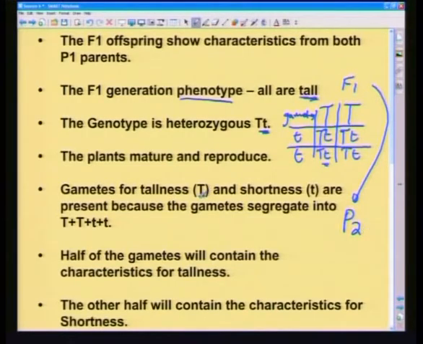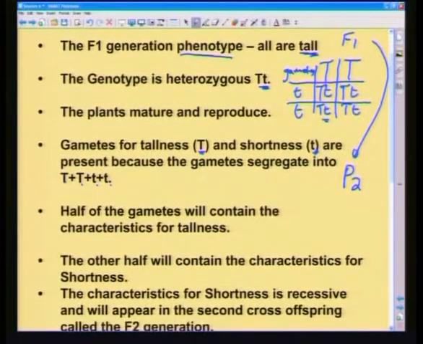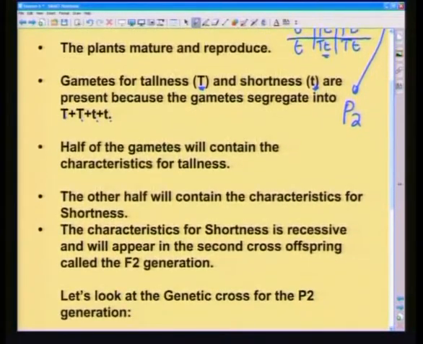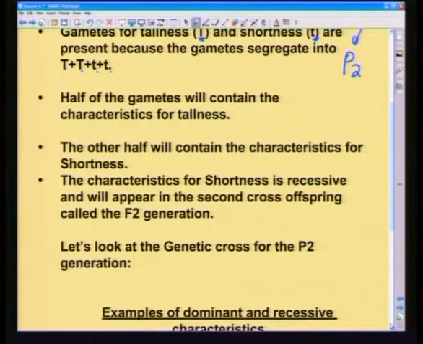The gametes for tallness and the gametes for shortness are presented because the gametes segregate into tall, tall, and short, and short. So half the gametes will contain the characteristic for tallness, and the other half of the gametes will contain the characteristic for shortness. The characteristic for shortness is recessive. Remember, it's recessive. That's why it's written with a little letter. It will appear in the second cross offspring, called the F2 generation.